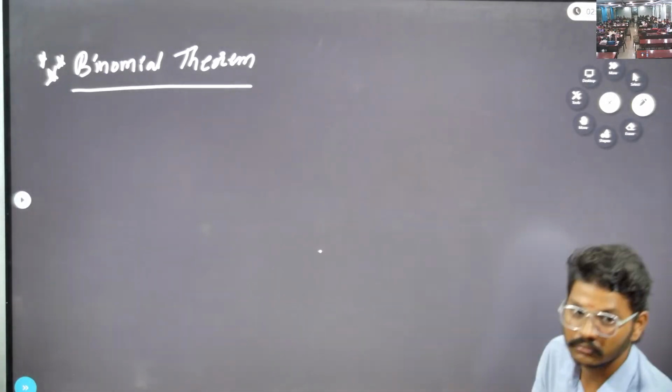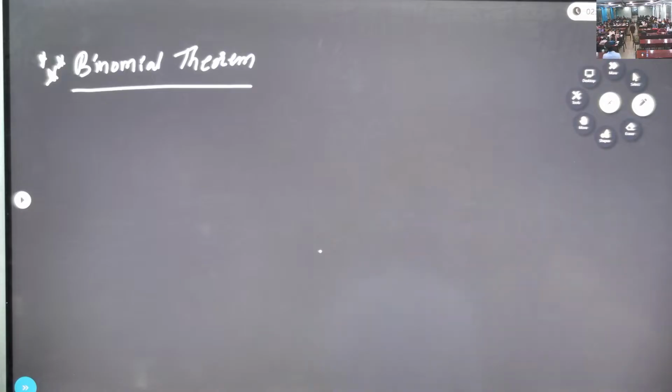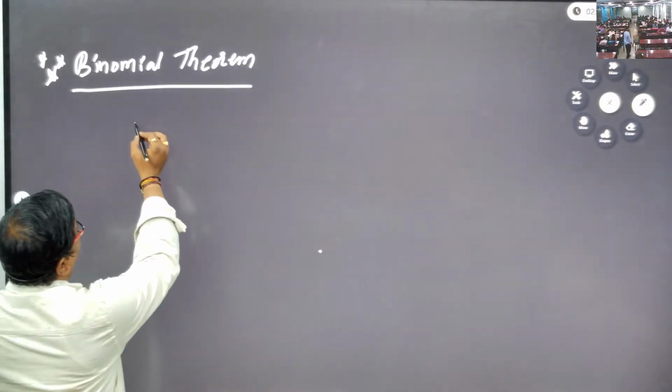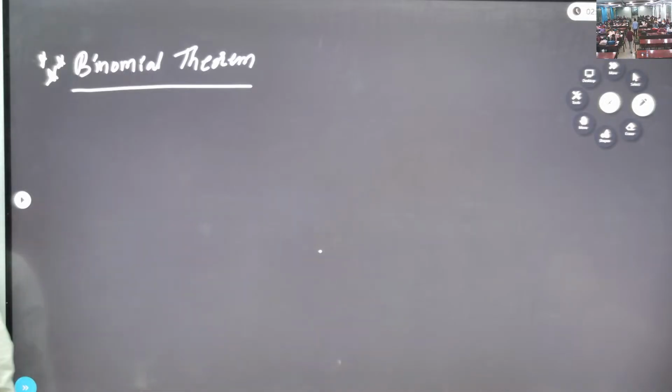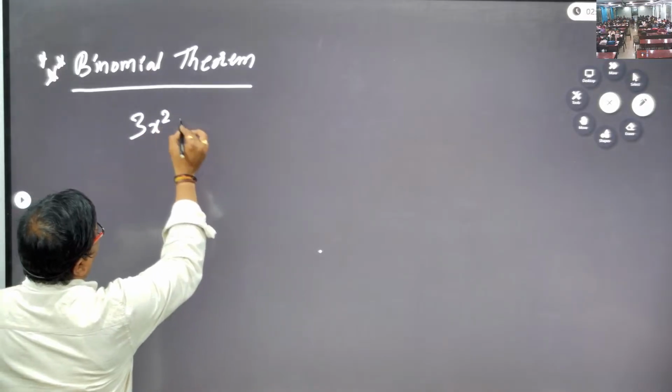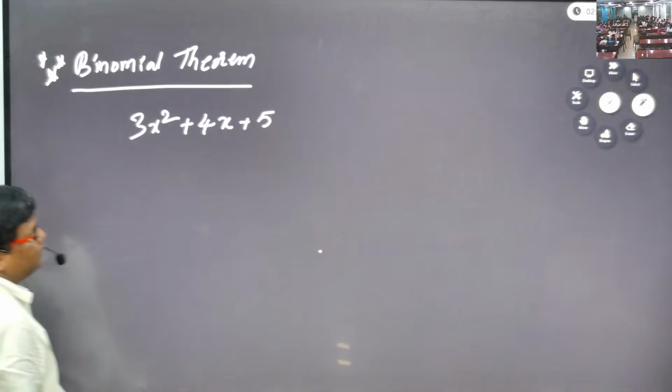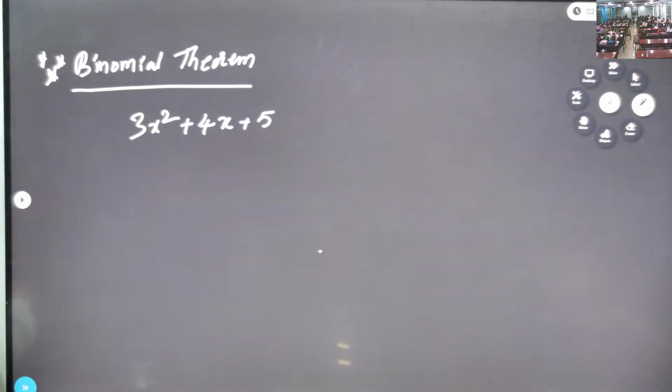If there is an expression which is 3x square plus 4x plus 5, or there is a term called 3x square plus 4x plus 5, what are the coefficients of x? 3, 4, or 3, 4, 5?